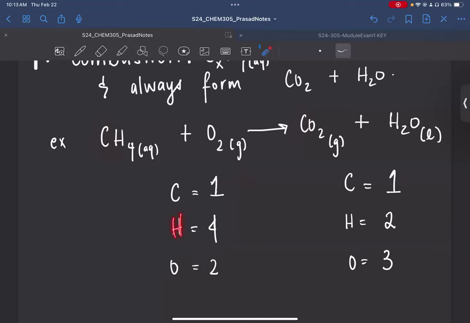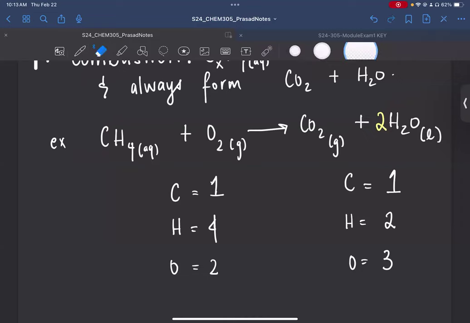Let's do hydrogen. There are 4 hydrogens on the left. There are 2 on the right. That's a problem. What do I need to do to make them equal? Put a 2 where? On the H2O or in the CH4? H2O. Let me use a different color to make it clear.